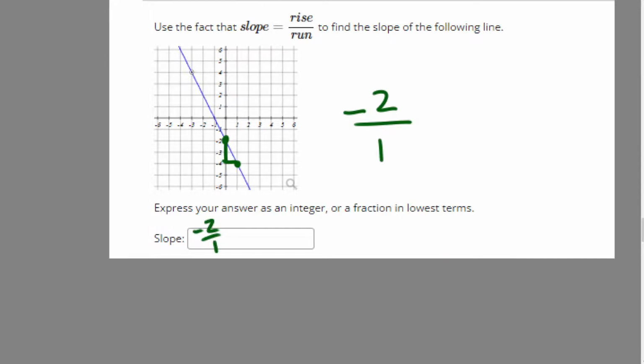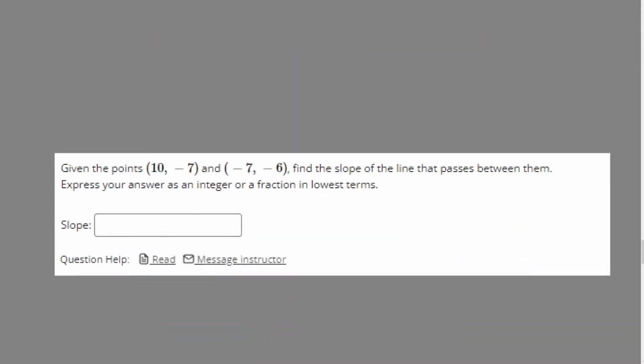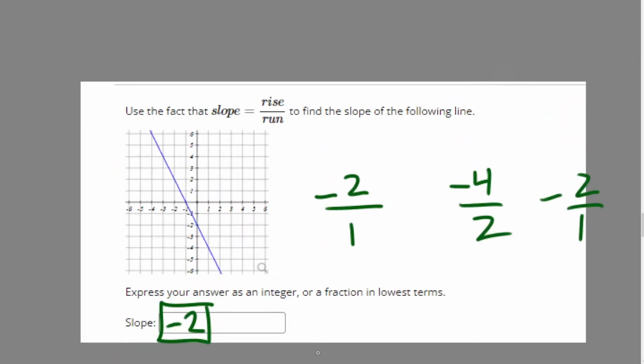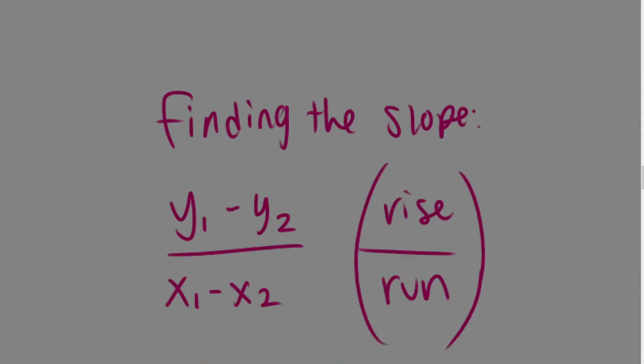What you could also do is go down 4 over 2. That also works. So negative 4 over 2, and that will simplify down to 2 over 1, which is the same as negative 2, by the way. So yeah, I like this one because it's really simple to do with a pencil and paper or anything like that. However, if you wanted to clarify, you could pick 2 points and use the slope form, the equation for finding the slope.